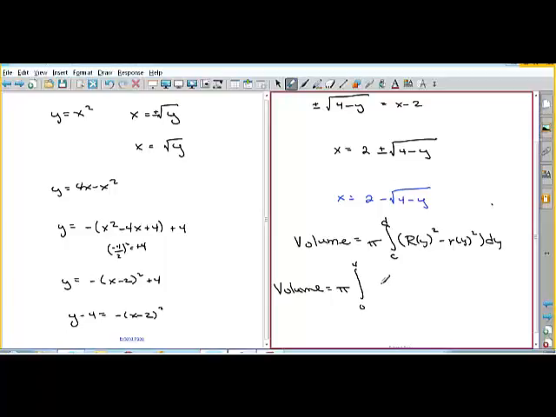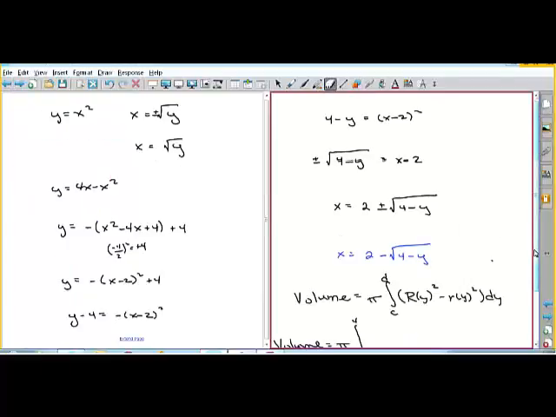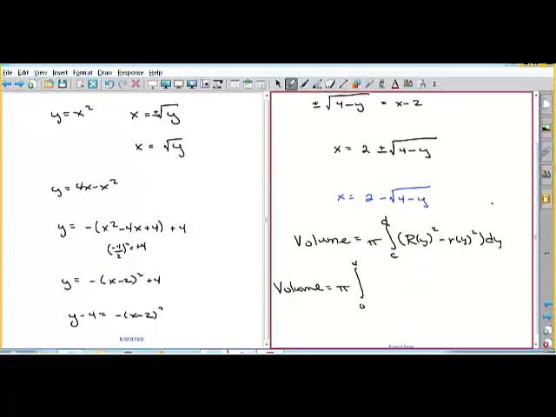The inside curve is this one. So you'd have 2 minus the square root of 4 minus y squared. Oh, well, that's actually the inside radius. That's wrong. Let's go back to the drawing since I confused you here. The blue curve is the inside radius, so we're going to subtract that. The red curve is the outside radius. So we're actually going to use the red curve, which was this one right here.